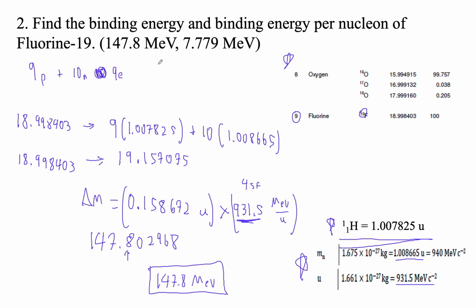So there it is. Now, per nucleon. How many nucleons are there? Well, that's what the 19 is. They're telling you it's fluorine with 19 total nucleons. So we're going to divide that by 19. On my calculator, divided by 19, it's 7.779 MeV per nucleon. Nucleons being the set whose members are protons and neutrons.